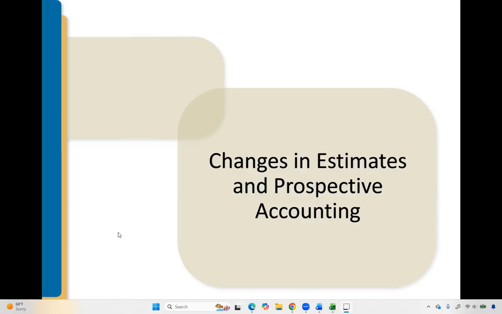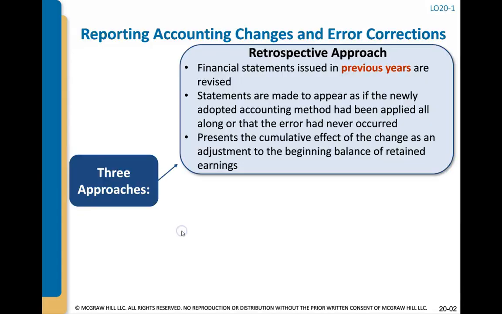In this video, we'll be going through changes in estimates and prospective accounting. When a corporation has an accounting change or error corrections, there are three different approaches that are taken as to how to account for those and what needs to be shown on the financial statements and disclosure notes. Those three approaches will be determined based on what type of accounting change has occurred.